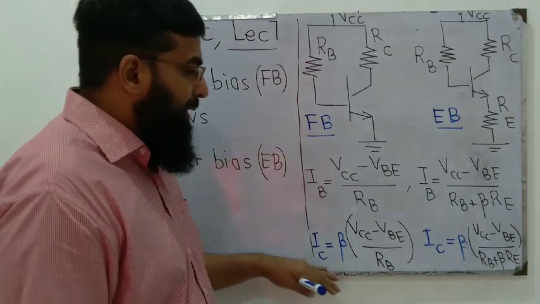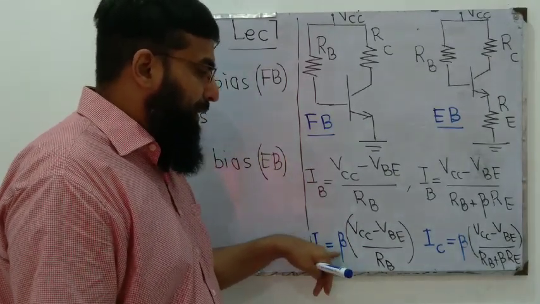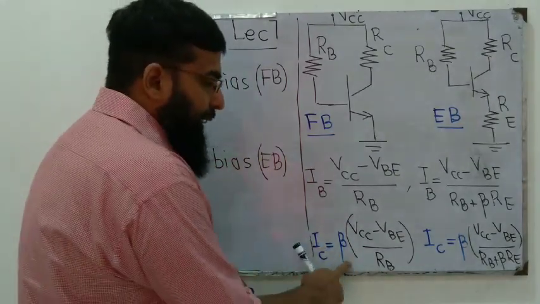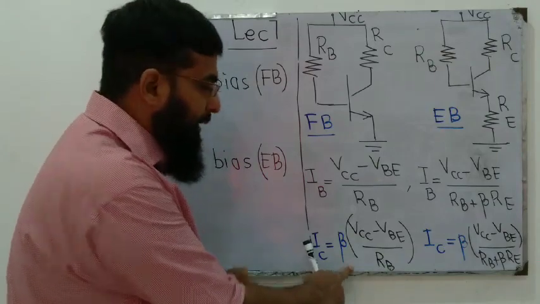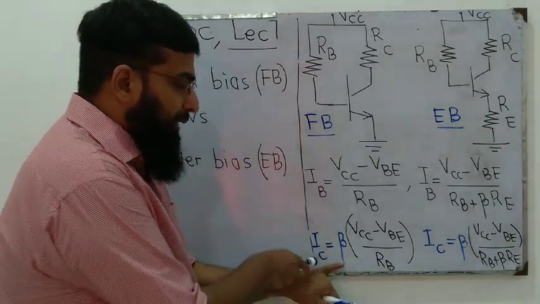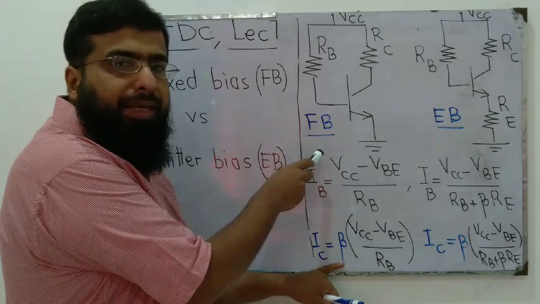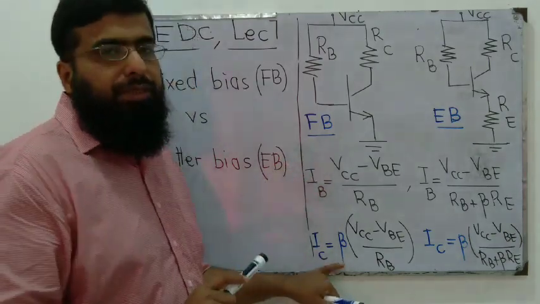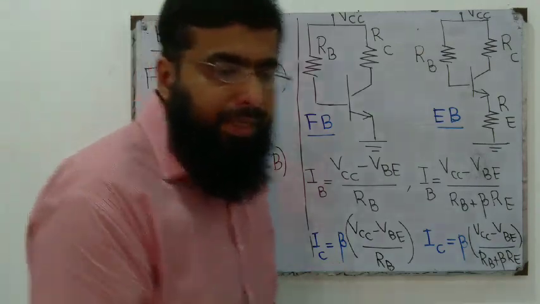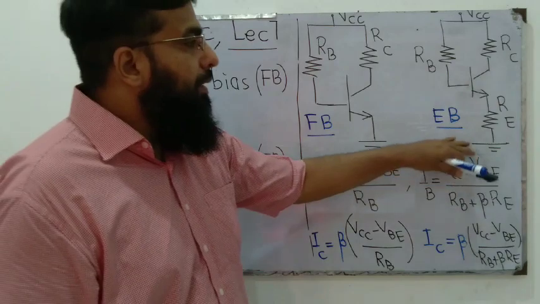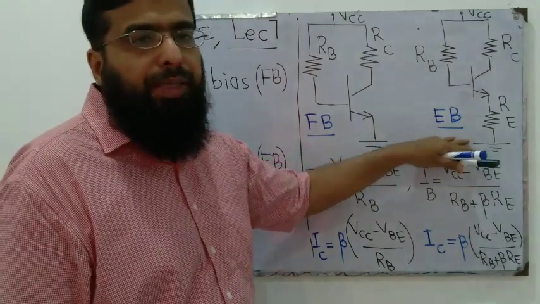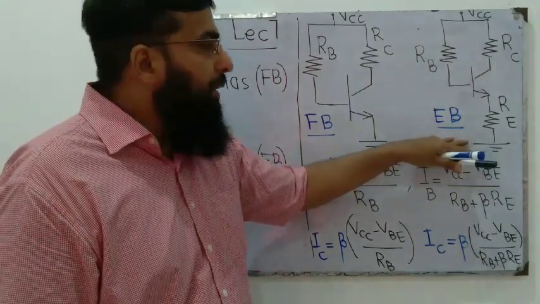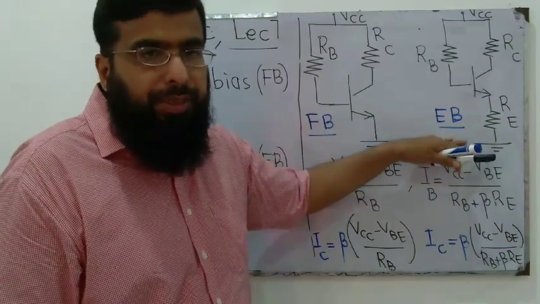But for this fixed bias circuit, beta is in the numerator. This means that if there is a change in beta, the same change will be reflected in IC for this fixed bias circuit, making it less stable versus variations in beta. With the help of a numerical example, we will shortly see that the emitter bias circuit tends to be more stable versus variations in beta.